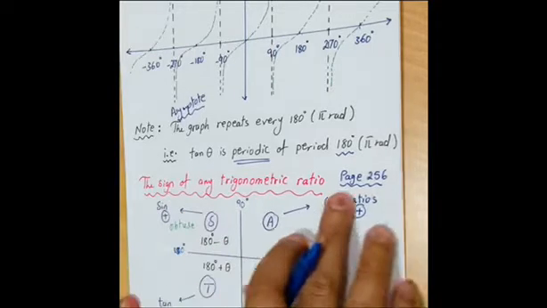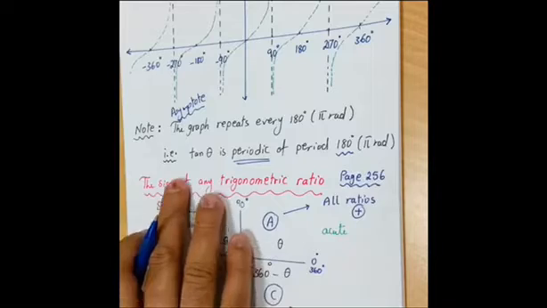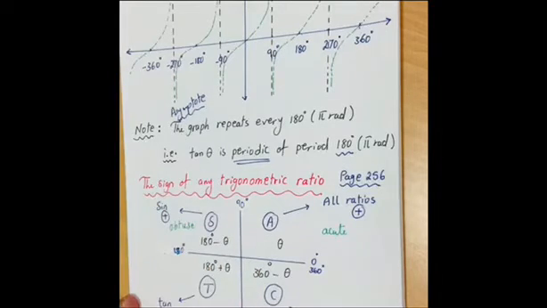Once we start into page 256, we're going to talk about something which we call the sign of any trigonometric ratio, which means how you're going to state the sign of these three ratios on the graph or in the unit circle.